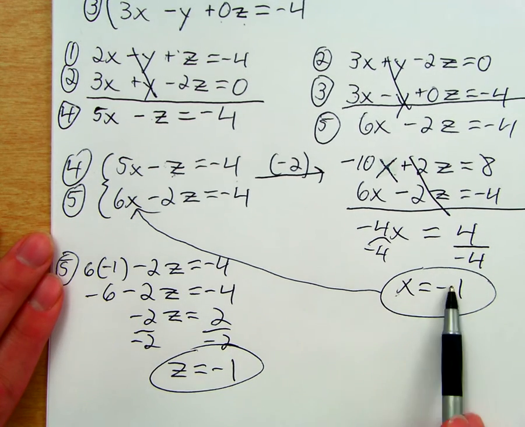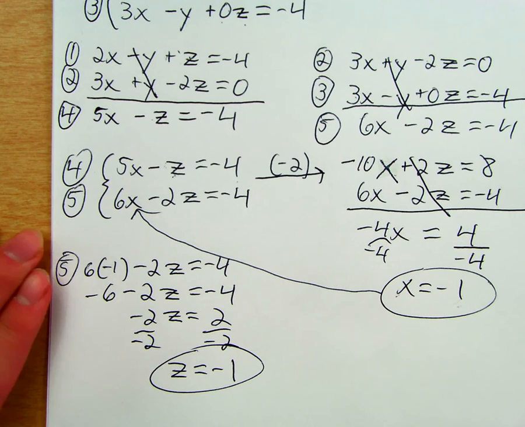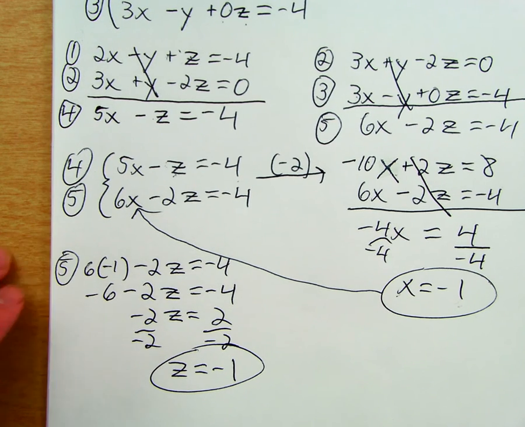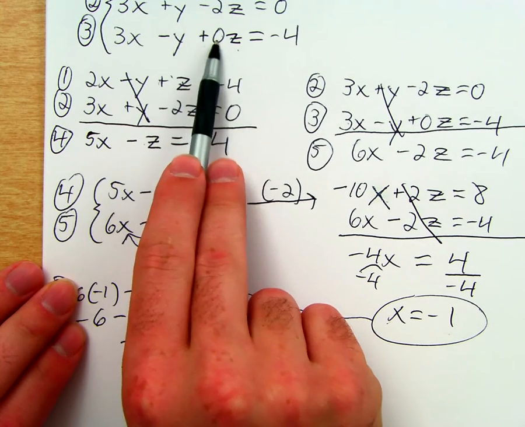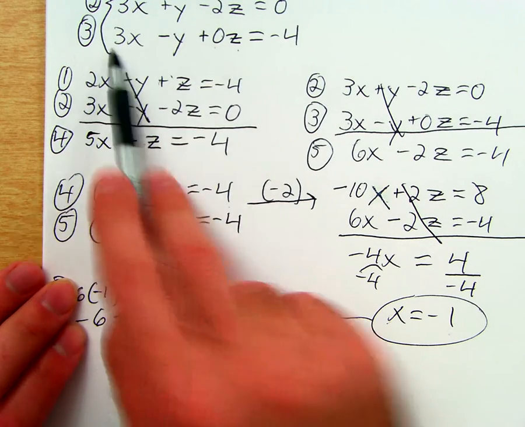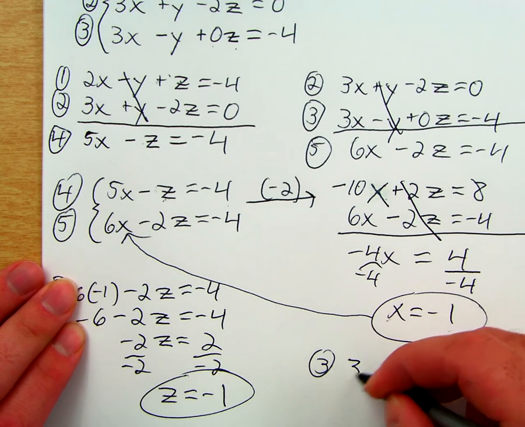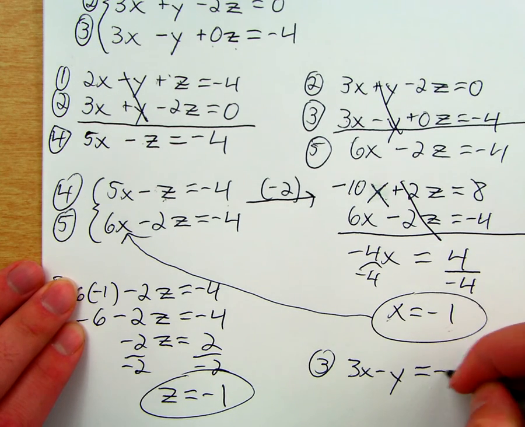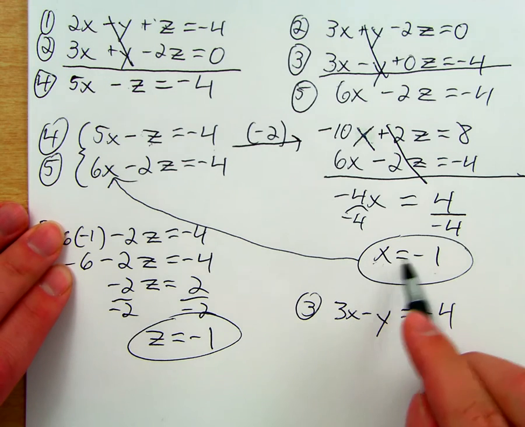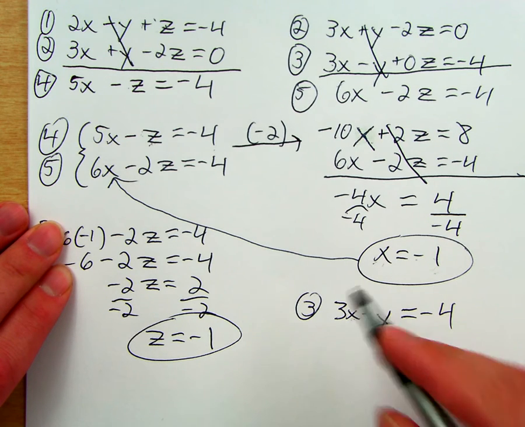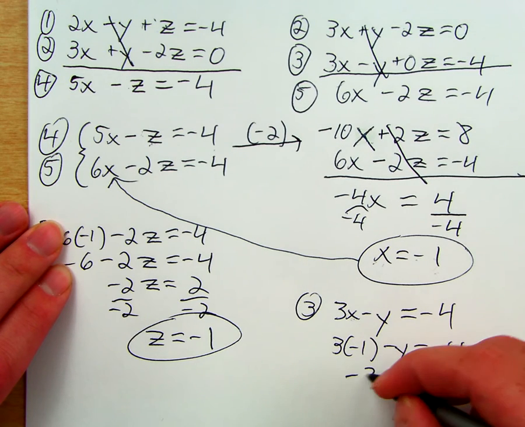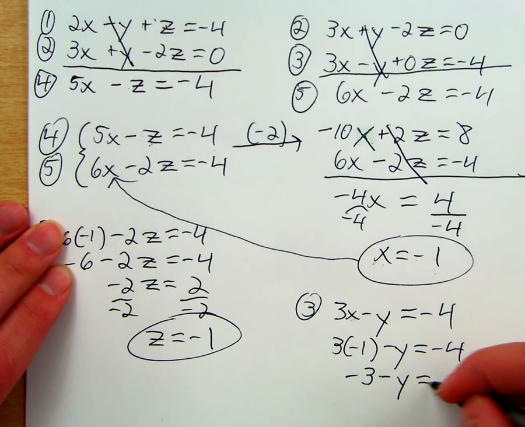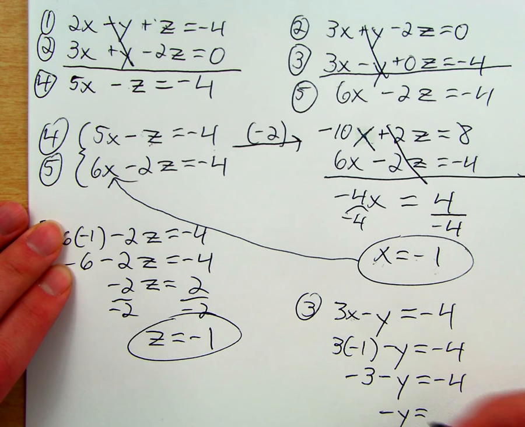So we got x, we have z, we just need to get y. You can put this into any of the originals. I think your easiest option here would be to put it into the third equation here, because all you need is x. You have 0z. There was no z in that original. So again, equation 3, the original is 3x minus y equals negative 4. We know that x is negative 1, so let's put negative 1 in for x right there. 3 times negative 1 minus y equals negative 4. So negative 3 minus y equals negative 4. Negative y equals negative 1, which means y is positive 1.